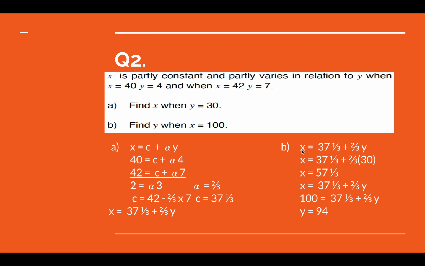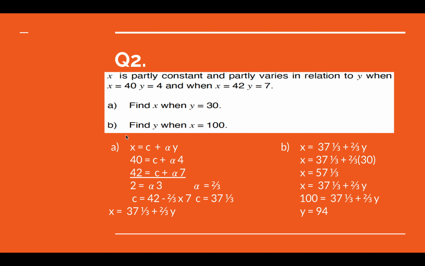We'll start with our new relationship that we just found. We start with that formula, and then all we have to do is replace y with 30. So now it's easy to find x. So x is equal to 37 and a third plus 2/3 multiplied by 30. And we find that x is actually equal to 57 and a third. So that is the first answer for A.